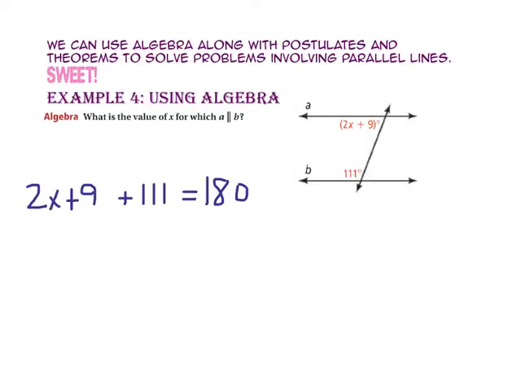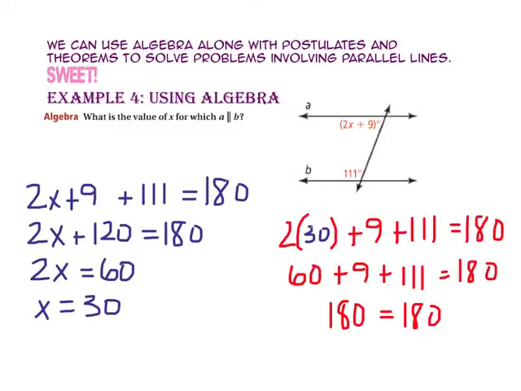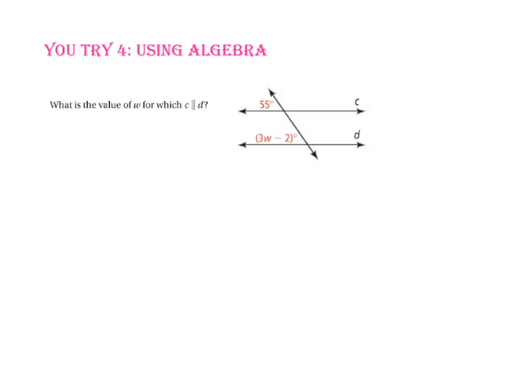We'll combine like terms to get 2x plus 120 equals 180. Now we'll use the subtraction property of equality to get 2x equals 60. And finally, if we use the division property of equality, x will equal 30. Remember, we should always substitute x in for our expressions in order to check. Since 2 times 30 plus 9 plus 111 equals 180, we know we are correct. Pause the video and do you try number 4.